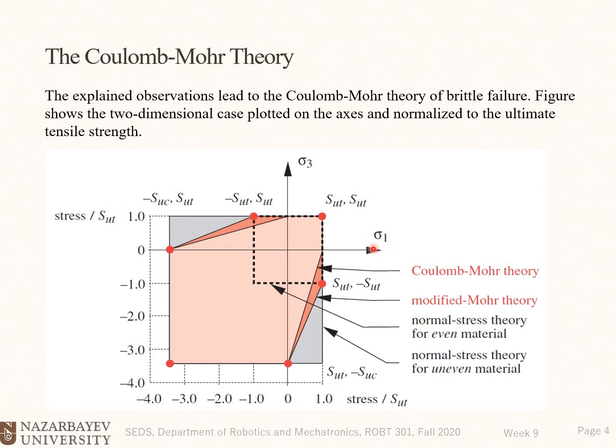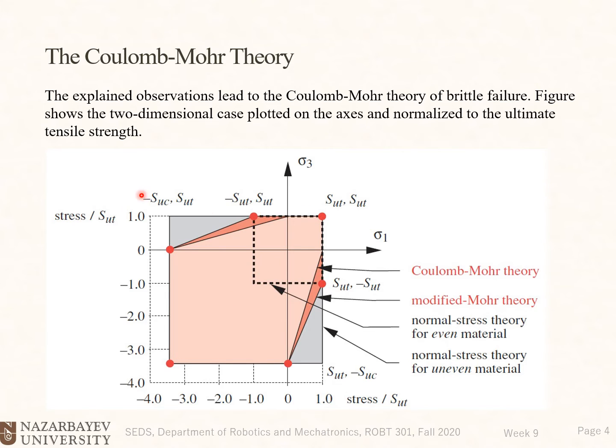When sigma 1 and sigma 3 are both positive, meaning both are tensile stresses, the maximum value could be SUT. The next one is minus SUT, this point. Okay, this is for uneven material. If the material is even, the point will be minus SUT because SUC is equal to SUT. The next point is SUT minus SUC, and the next point is minus SUC minus SUC.